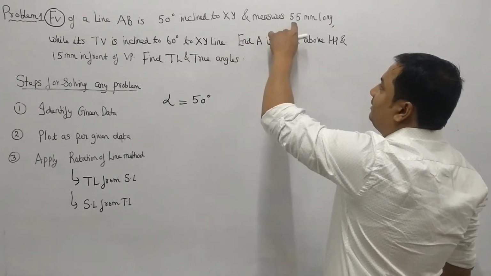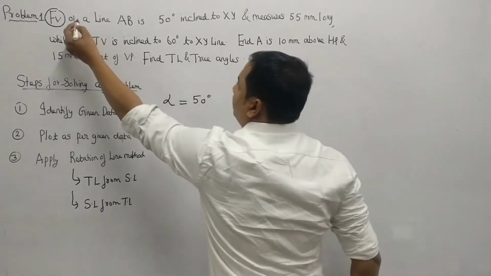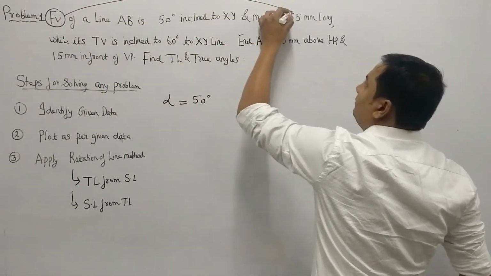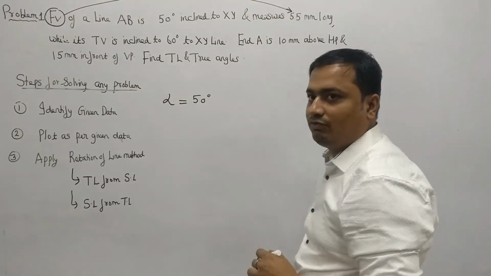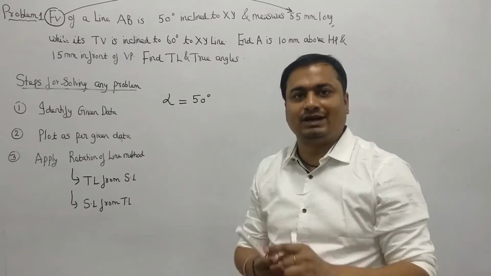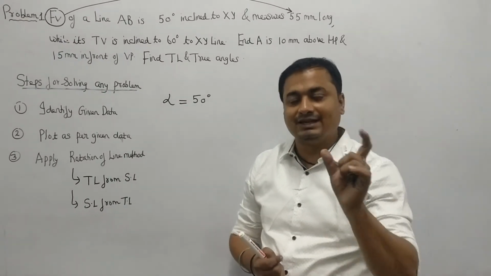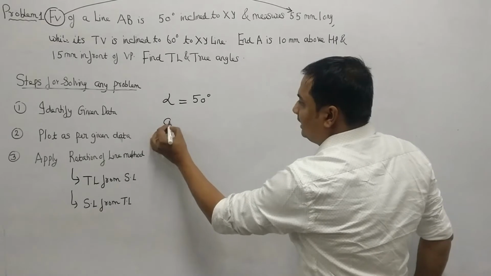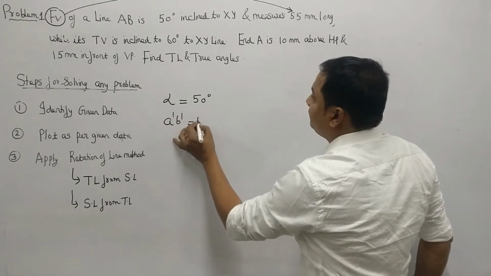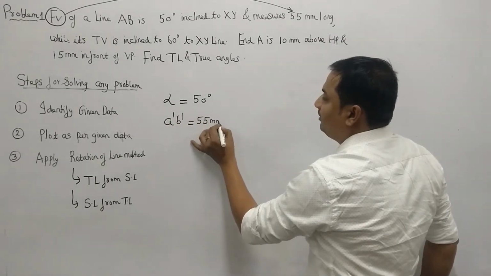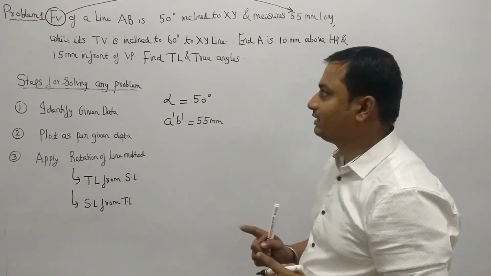And measures 55 mm long. That means the length of the front view is 55 mm. So we know the short length in the front view, that is A dash B dash. It is given to us A dash B dash is 55 mm. This is very important. You have to identify the correct data.